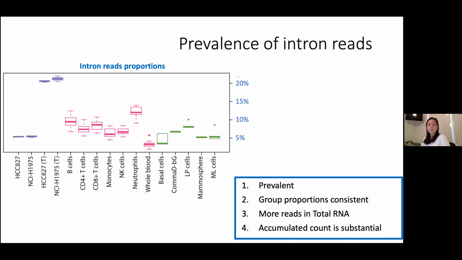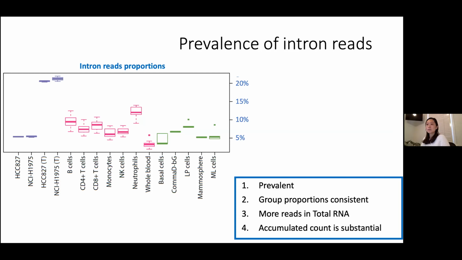The second observation we make is that the intron read proportions appear fairly consistent within technical and biological groups. So you'll see that the box plots are fairly consistent within each of its own column that's presented there, but it can vary quite a bit between the different biological groups or technical groups. The third observation we make is that there are more intron reads in the total RNA protocol.